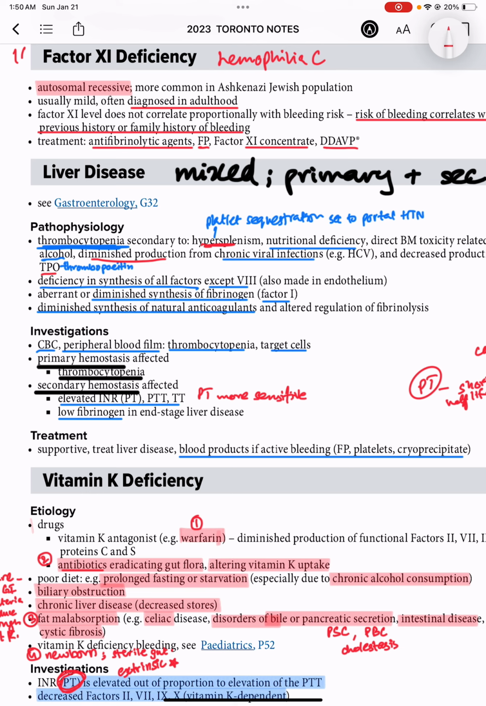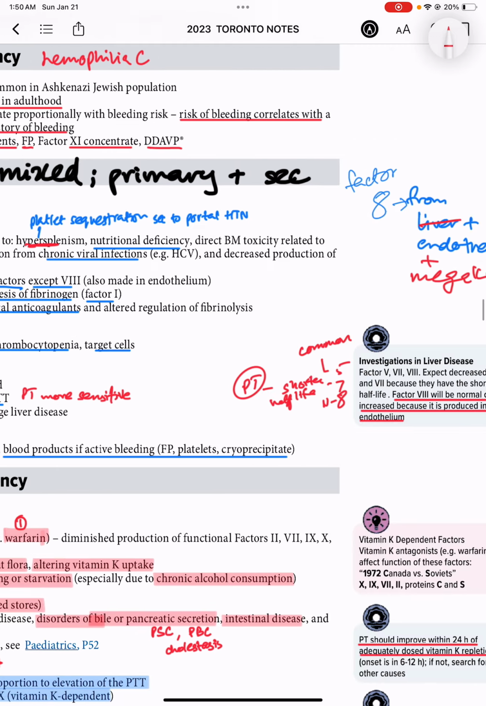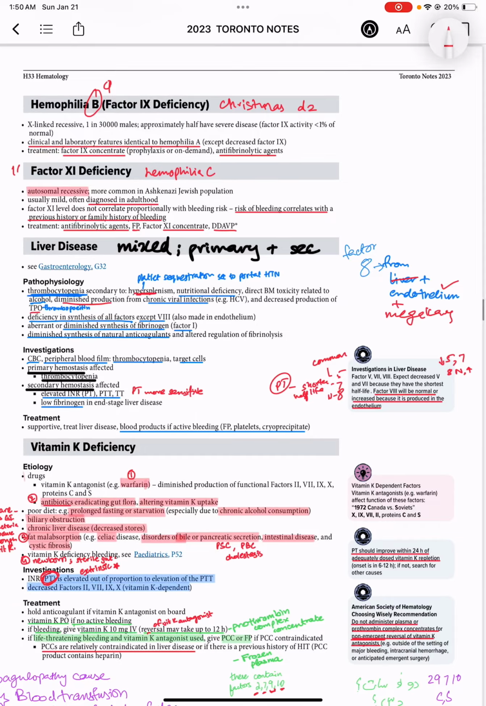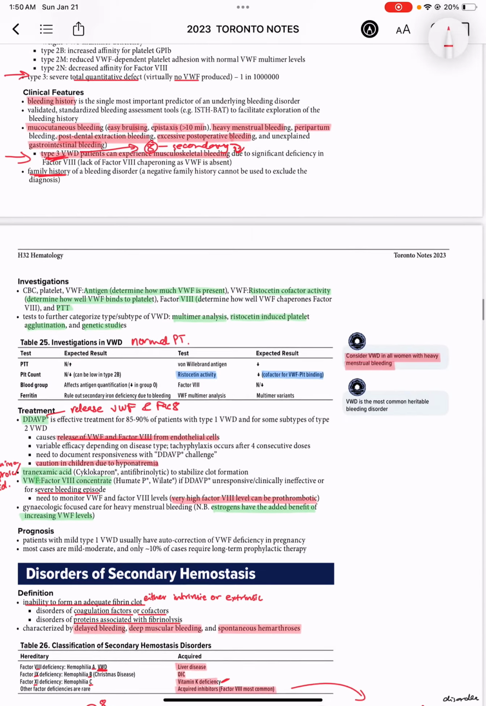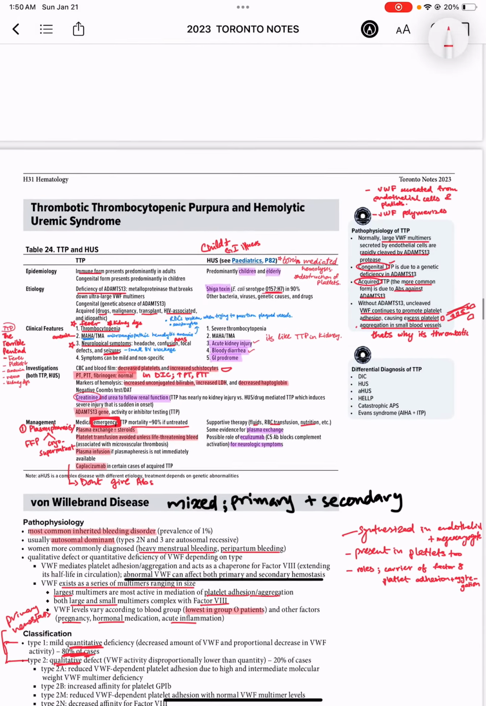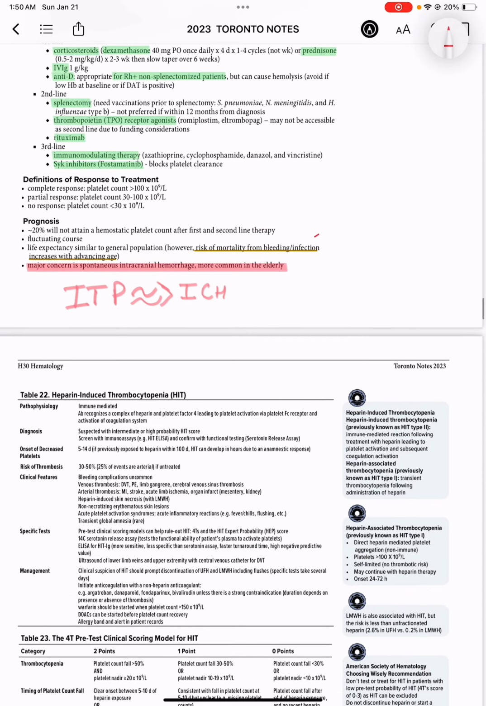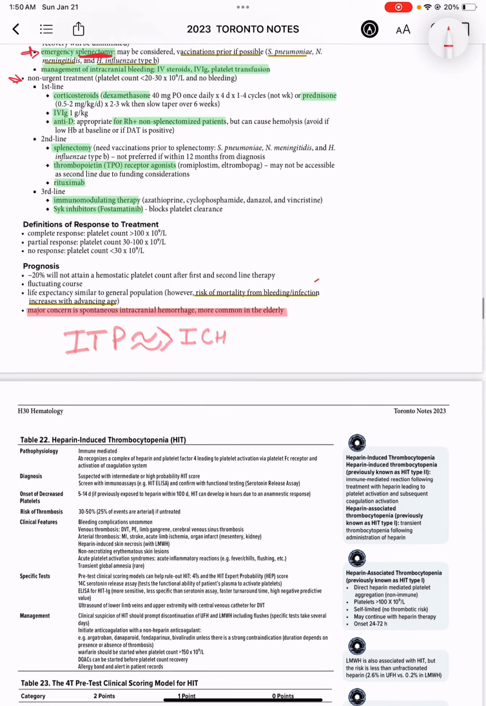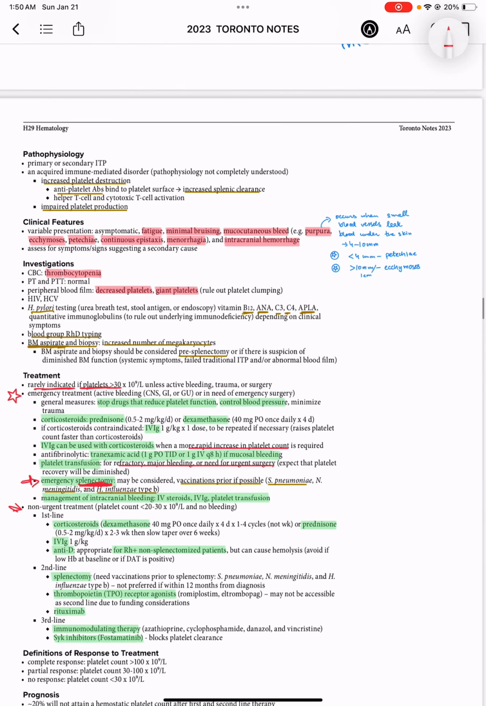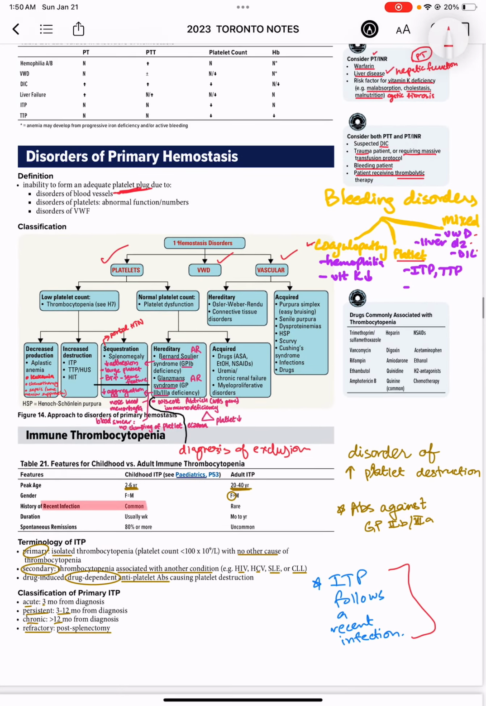We have to go for supportive treatment, treat liver disease, and give blood products if actively bleeding, like FFP, platelets, and cryoprecipitate. I believe we have completed the hemostasis, primary and secondary hemostasis. We're left with heparin-induced thrombocytopenia. We're gonna do it later.